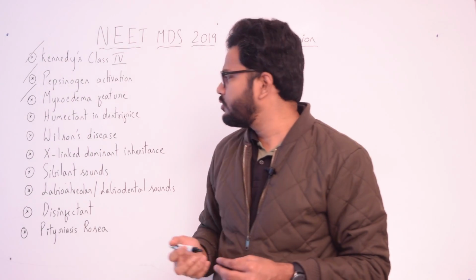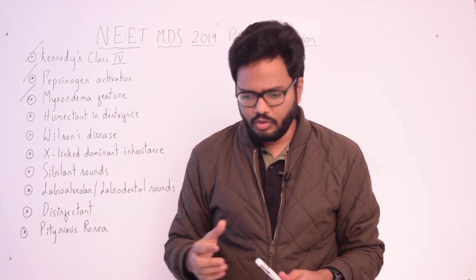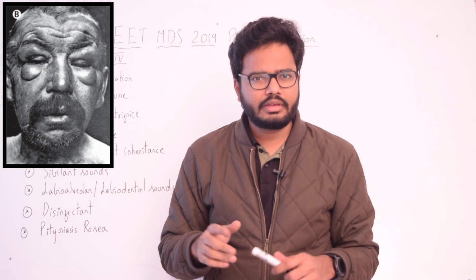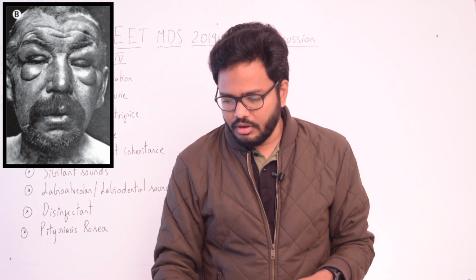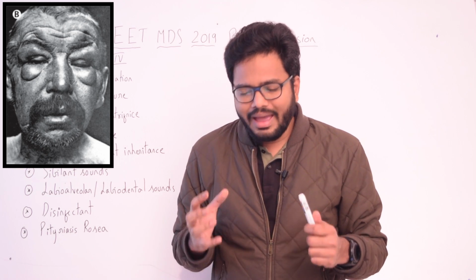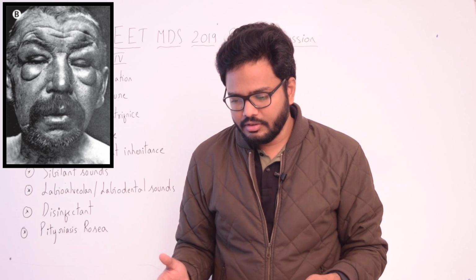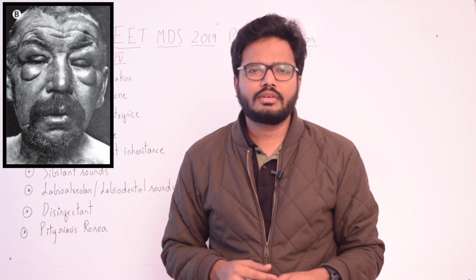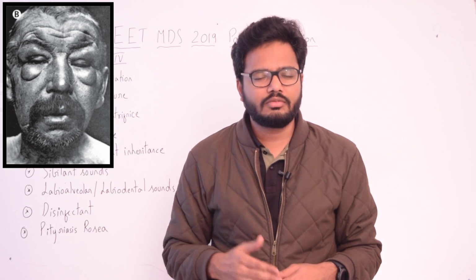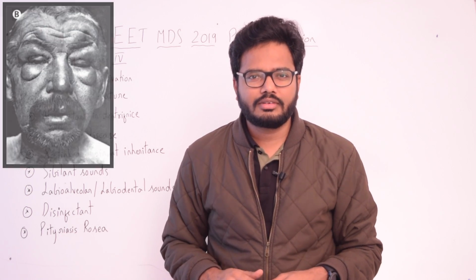Now moving on to the next topic, myxedema features. So hypothyroidism in adults causes myxedema. In children it is cretinism, isn't it? So myxedema features include, as you can see in the image, bagginess under the eyes, puffiness of the face, and slowness in physical and mental activities. In fact, we have been discussing the same myxedema features in one of the recent study club discussions.